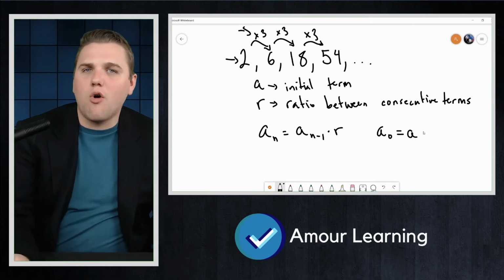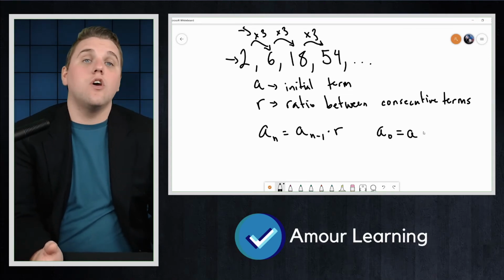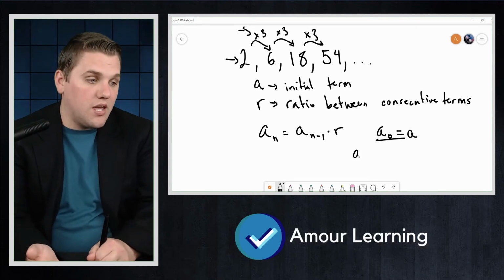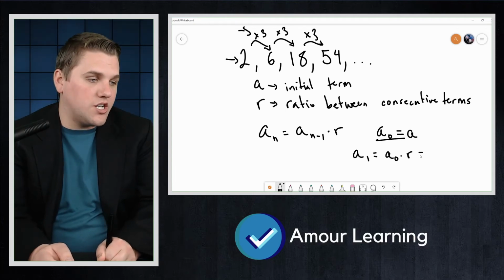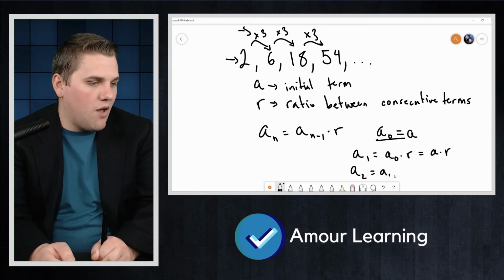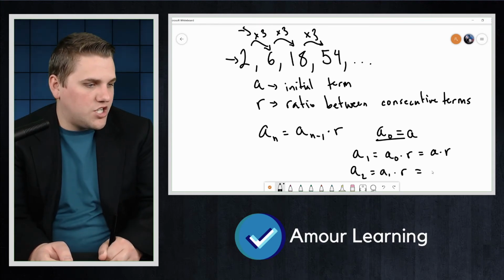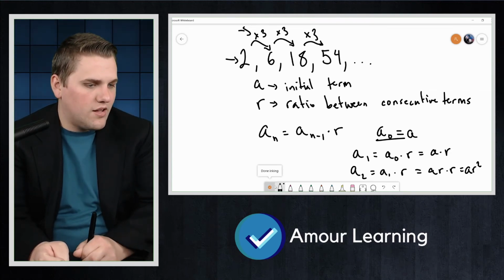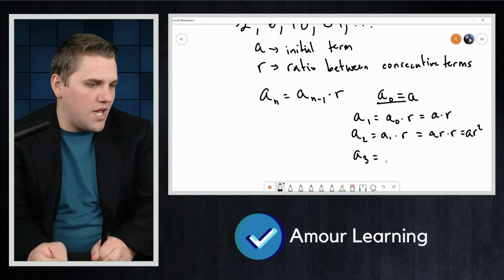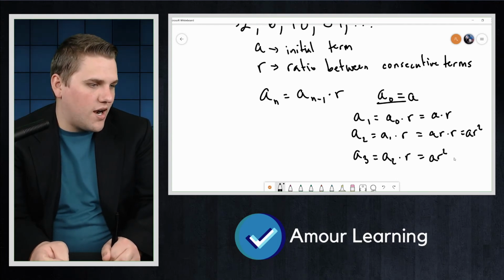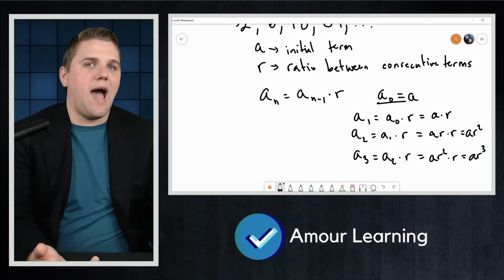We can find the closed formula like we did for the arithmetic progression. We can write A_0 equals A, and then A_1 would be A_0 times R, which is A times R. And then A_2 would be A_1 times R, which is AR times R, which is AR squared. Let's do one more. A_3 would be A_2 times R, which is AR squared times R, which is AR cubed. Are you noticing a pattern here?